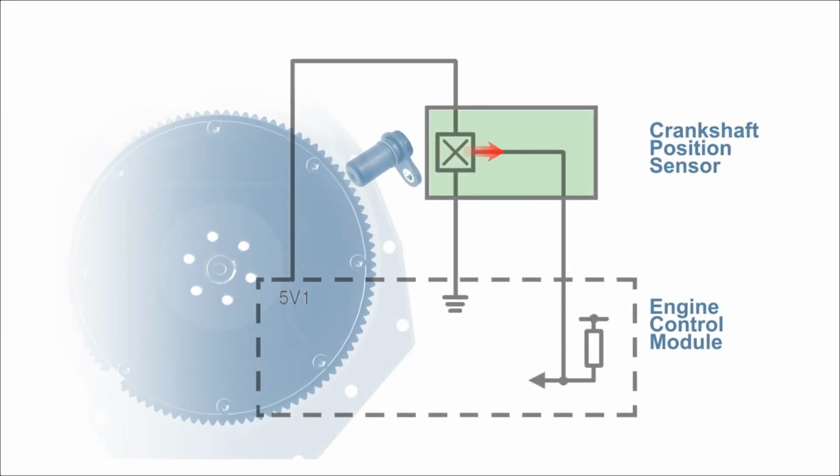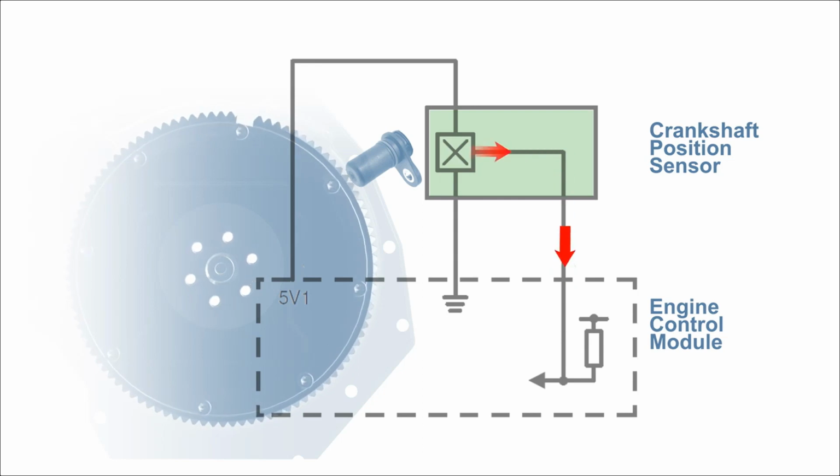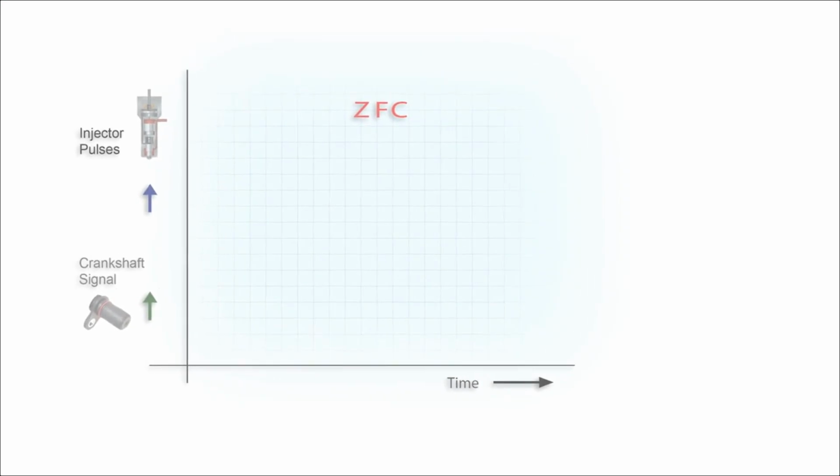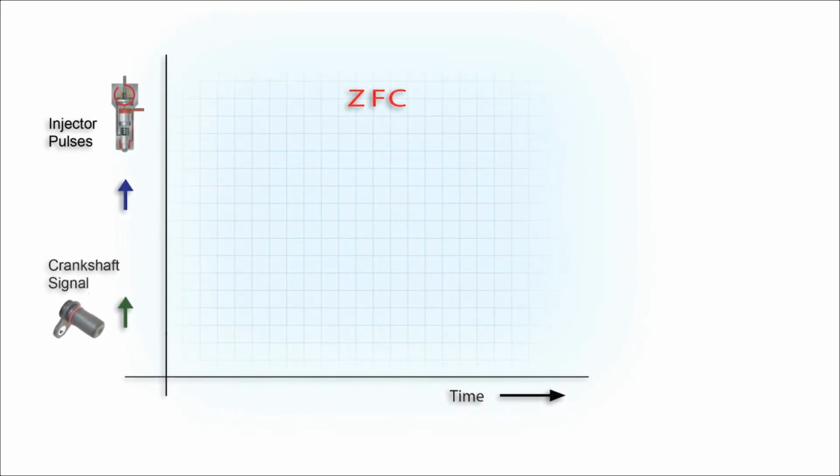Crankshaft position and speed information is sent to the ECM from the crankshaft position sensor. This is a 3-wire Hall effect sensor. The crankshaft position sensor can be used on some engines for zero fuel correction and/or idle vibration control. Zero fuel is the time during which the injector is activated, but without any fuel coming out.